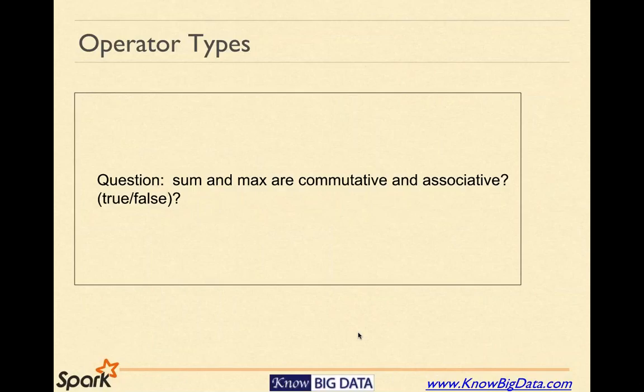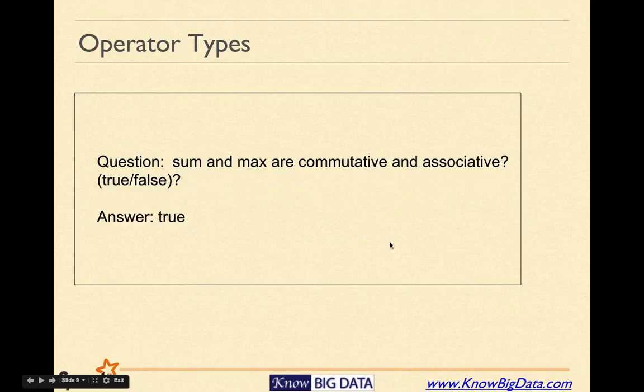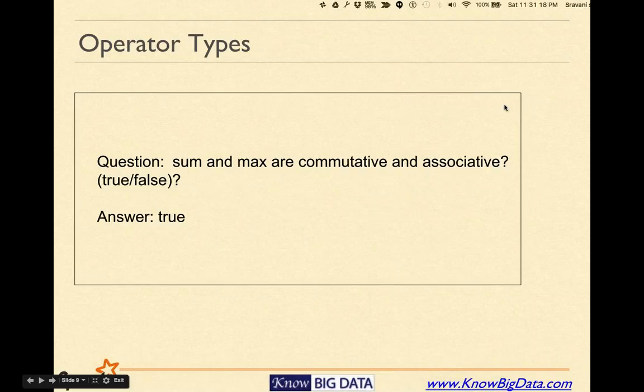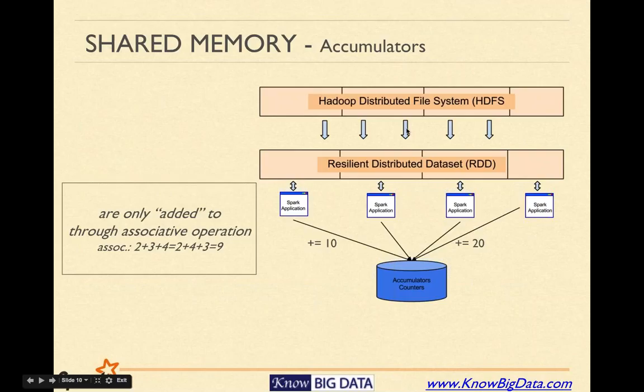Okay, question to all. This is probably more straightforward. Sum and max are commutative and associative. Is that true or false? Yes, that's correct. Great. Now moving ahead.